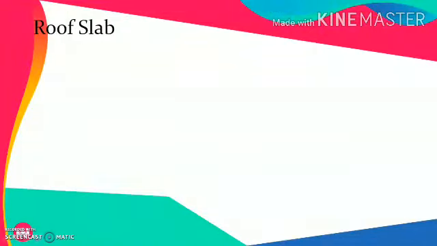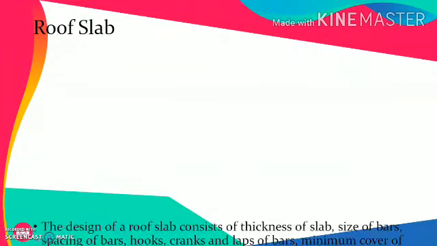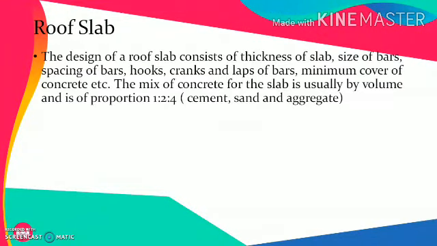We'll start this discussion from roof slab. The design of roof slab consists of thickness of slab, sizes of bar, spacing of bars, hooks, cranks and lap of bars, the amount of minimum cover to the concrete, etc. The mix of concrete for the slab is usually by volume and is proportioned 1:2:4.